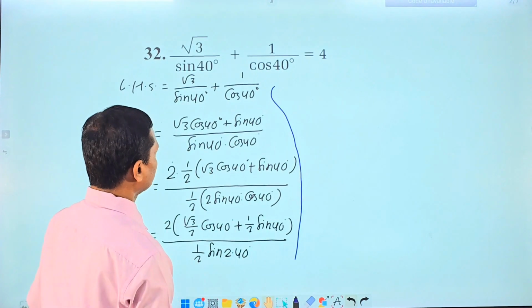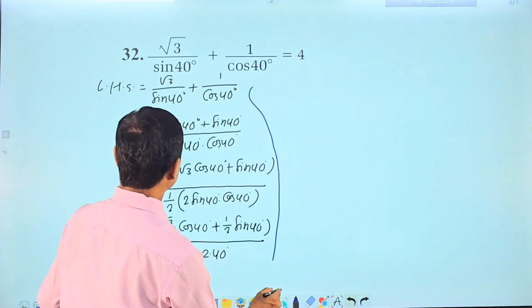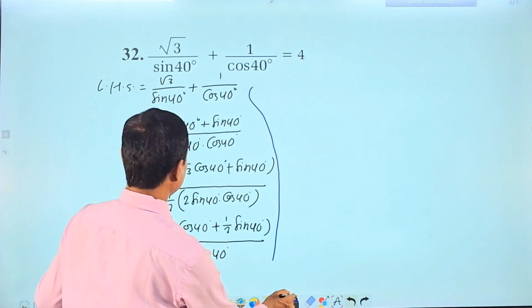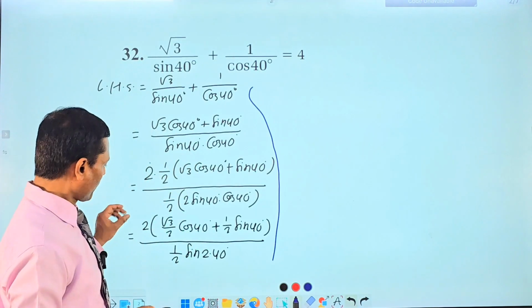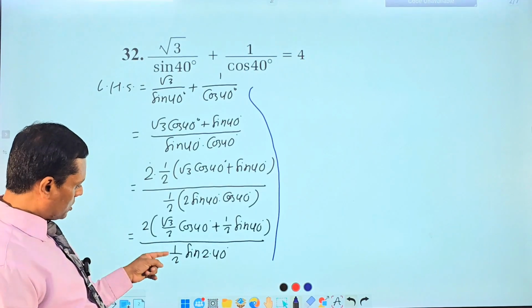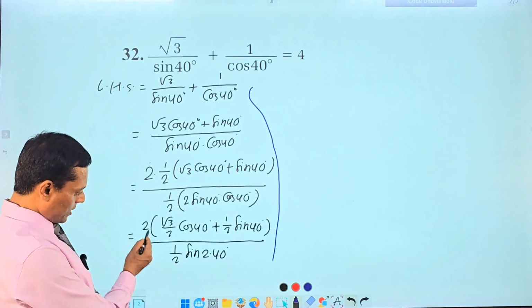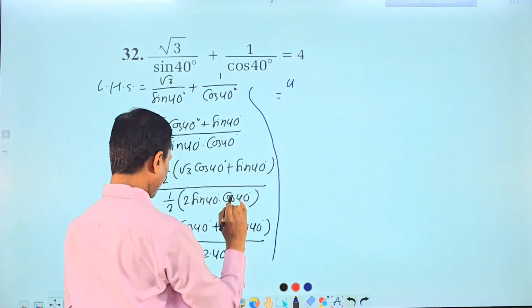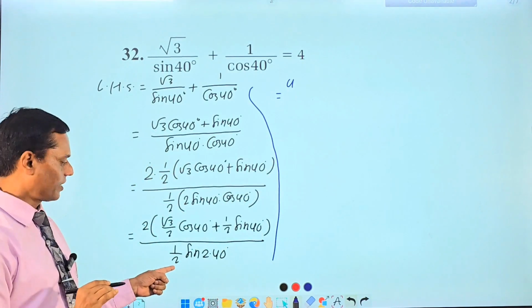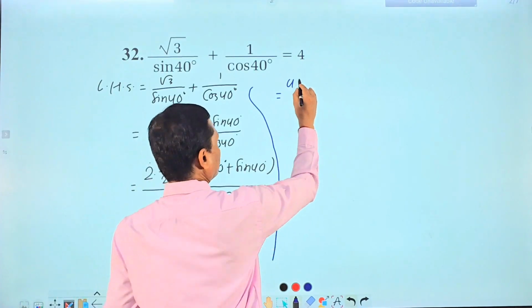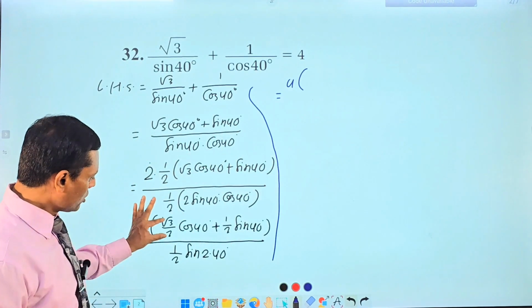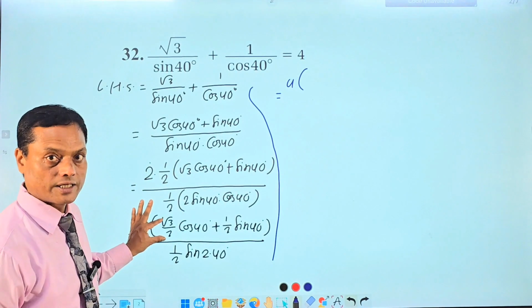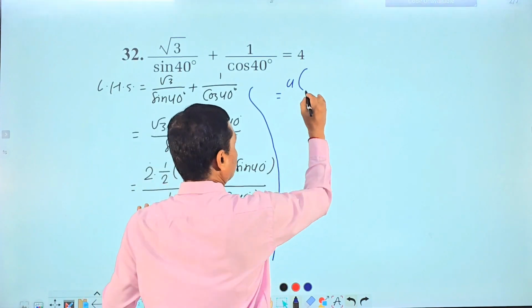Next step, I'm just going to shift left. Now see carefully here. This 2 and that 2 becomes 4. Listen, how 4? This 2 and this 2, not to forget that. And inside the bracket, root 3 by 2. Root 3 by 2 means sine 60 degree, isn't it? So we can write sine 60 degree.